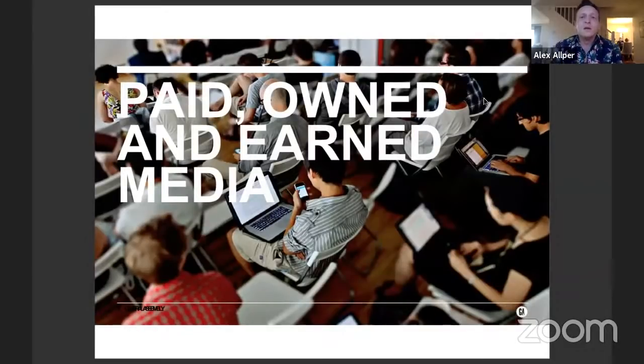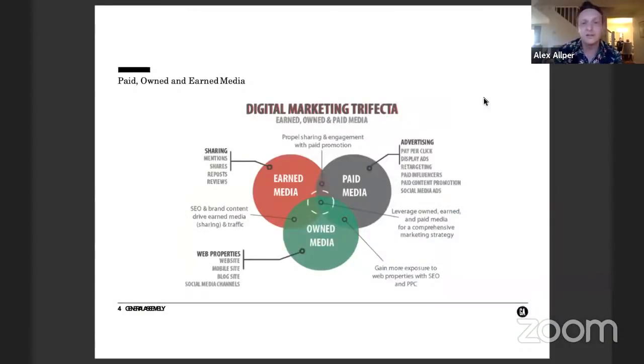Okay. So let's get into more of the meat of this stuff, you guys. Paid, owned, and earned media. Okay, what is the difference between all of those things and why is it important for you? This is a fancy GA slide. Here's the digital marketing trifecta. Okay, owned media is the media that you own. It is your website. It is your blog site. It is your social media channels.